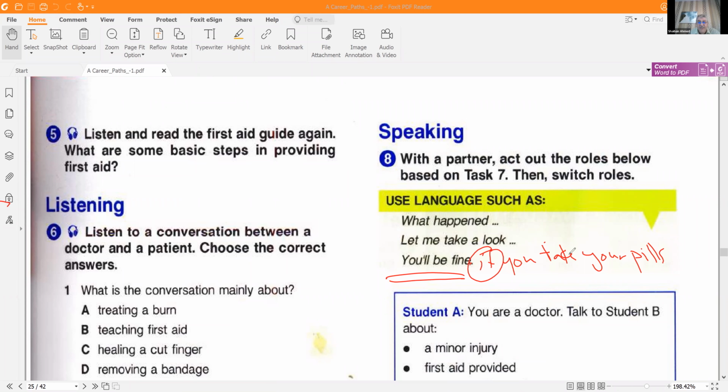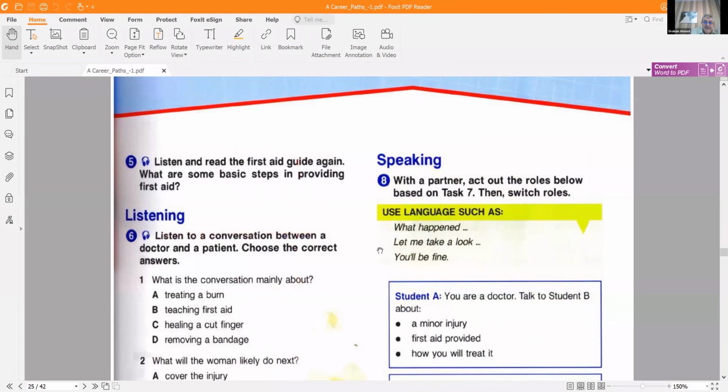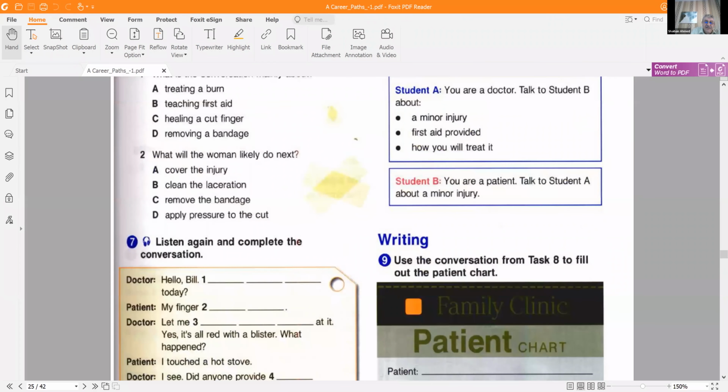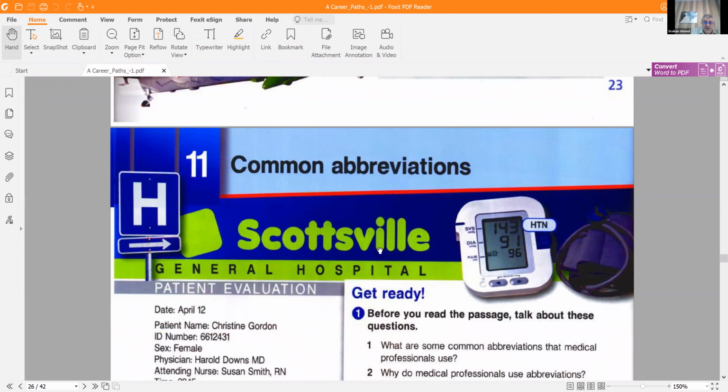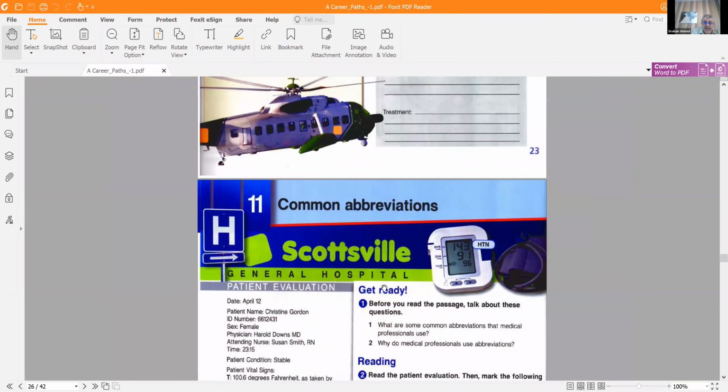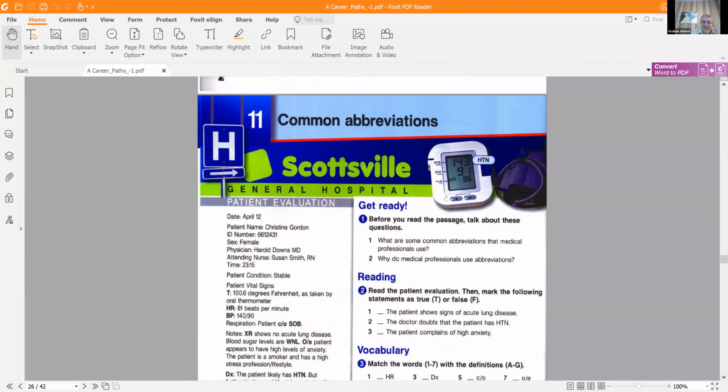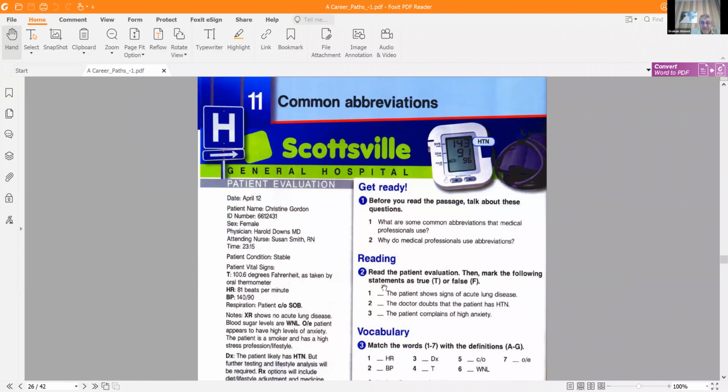Okay, now this is the end of unit 10, and we are going now to move to another unit, which is unit 11. Okay, unit 11 is an important part of the medical procedures, is how we say using abbreviations, الاختصارات.